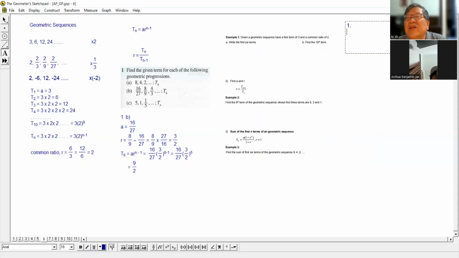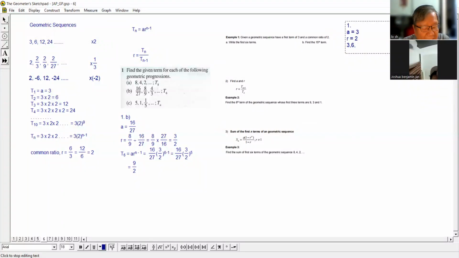You say what? First term. A is 3. Then what else? R is 2. Okay, the first term is 3. Then next one. How to go to the next one? Times 2. Times 2 becomes 6. We want 6 terms.